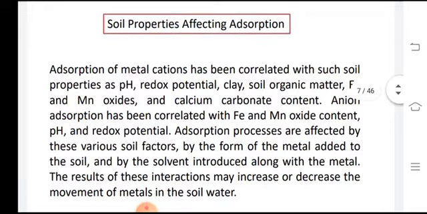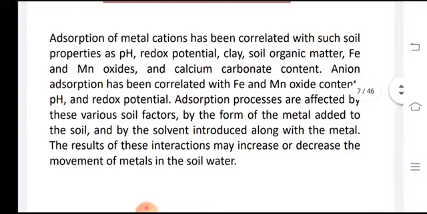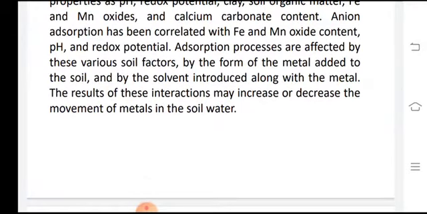So, soil properties affecting adsorption. Adsorption of metal cations has been correlated with such soil properties as pH, redox potential, clay, soil organic matter, iron and manganese oxides, and calcium carbonate contents. Anion adsorption has been correlated with iron and manganese oxide contents and pH and redox potentials. Adsorption processes are affected by these various soil factors, by the form of the metals added to the soil, and the solvent introduced along with the metals.